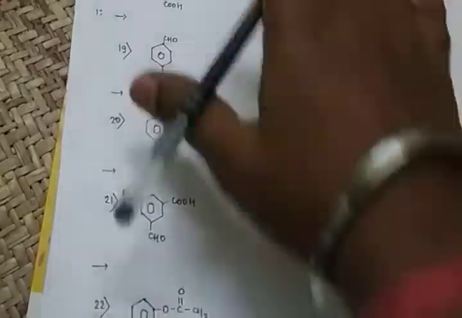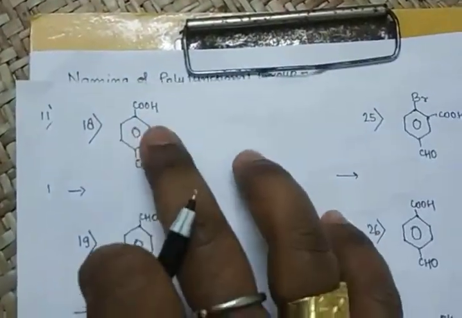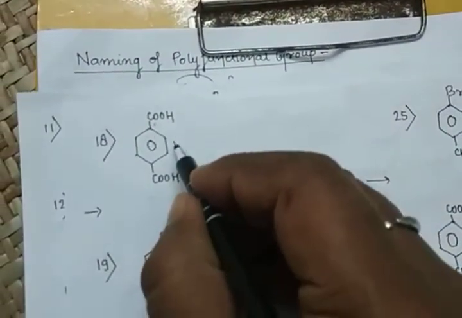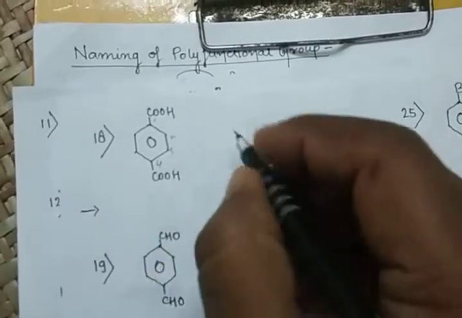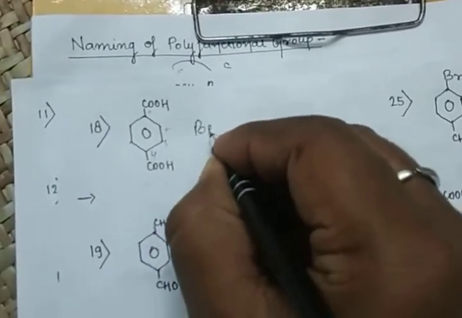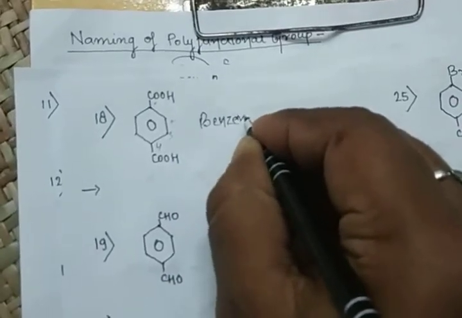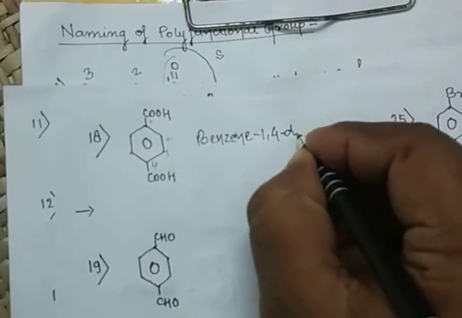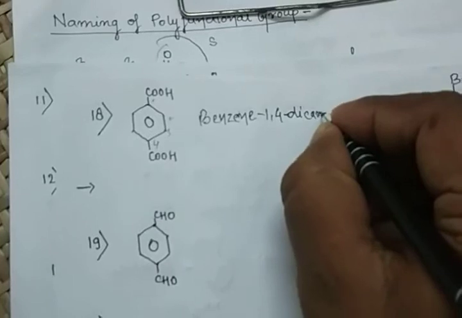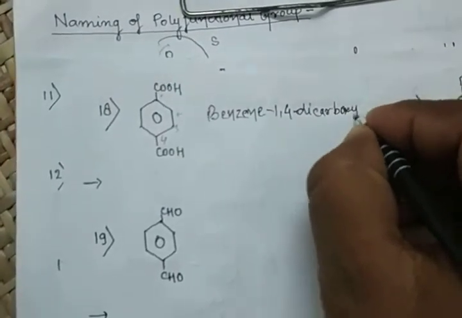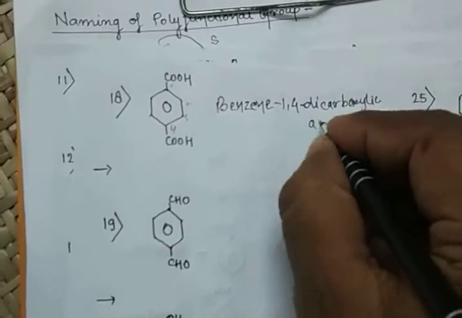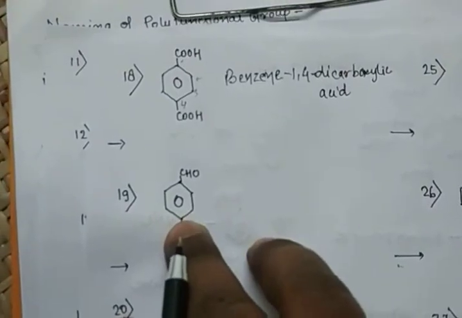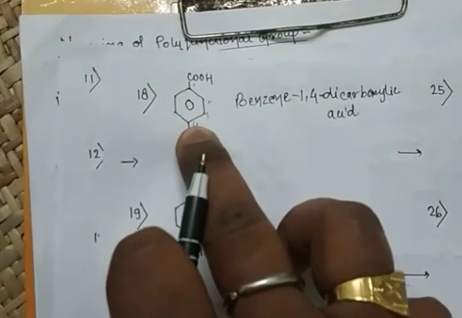Now the next one. Now suppose you have two COOH groups. So how to write? Just count from this side 1, 2, 3, 4. So benzene-1,4-dicarboxylic acid. Clear? Now suppose you have two CHO groups. Suppose one CHO group is benzaldehyde. Suppose one COOH group, it means benzoic acid.